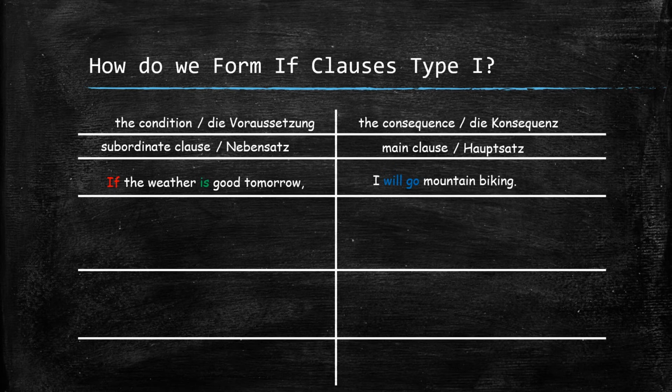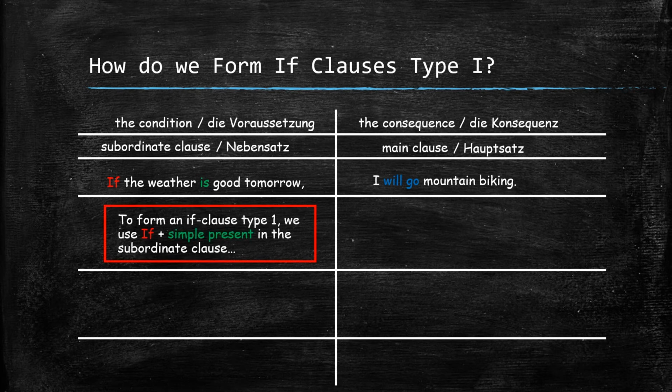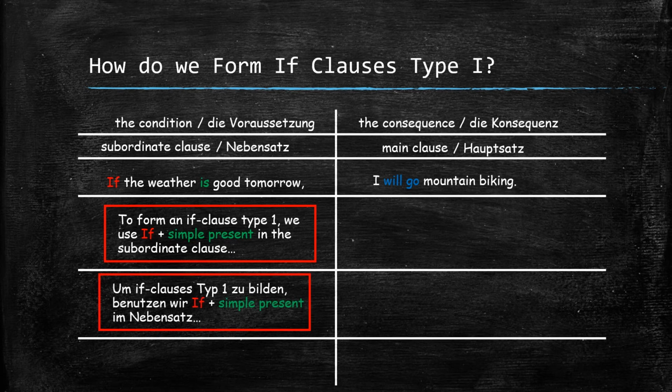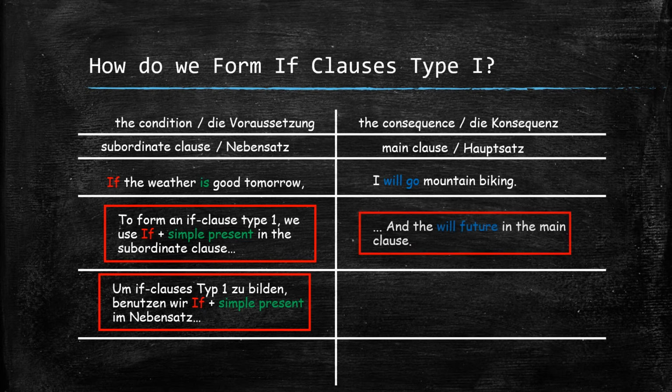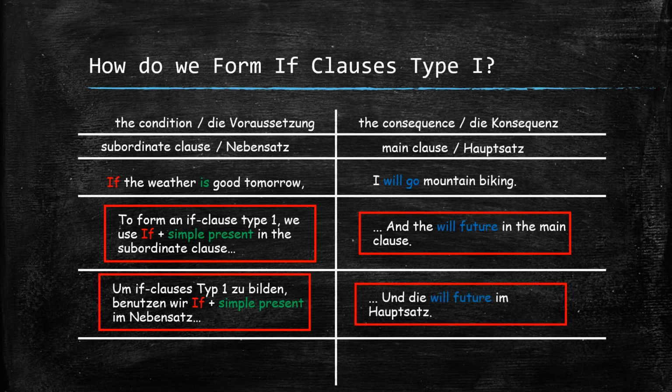This is important because to form an if clause type 1, we always use if plus simple present in the subordinate clause. If clauses Typ 1 zu bilden, benutzen wir if plus simple present im Nebensatz. And we use the will future in the main clause und die will future im Hauptsatz.